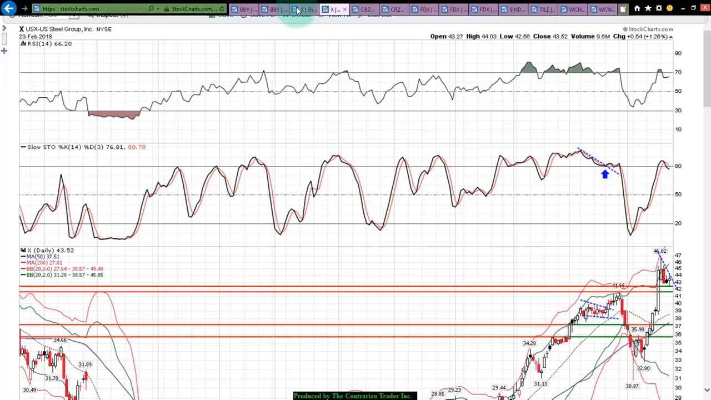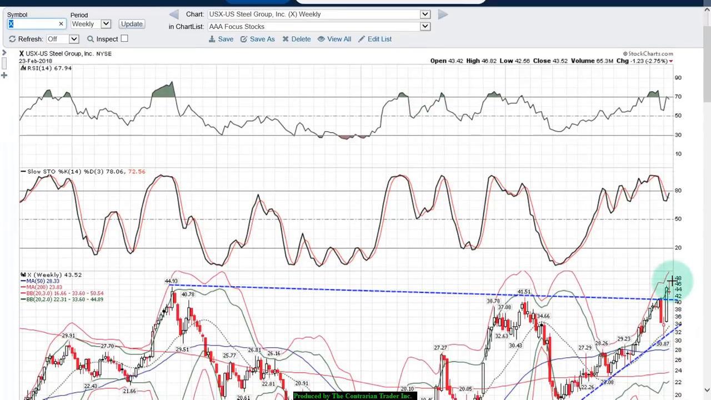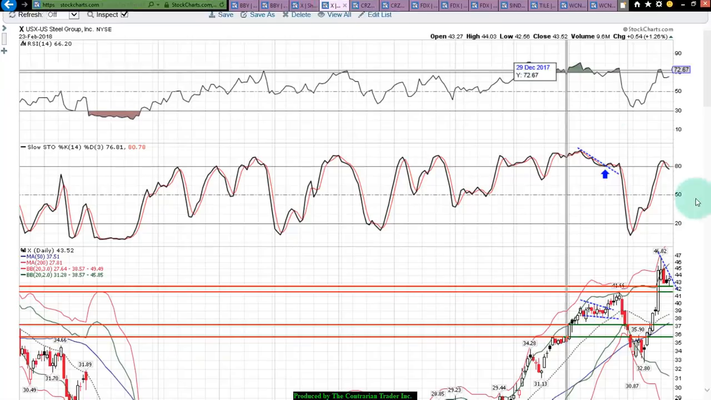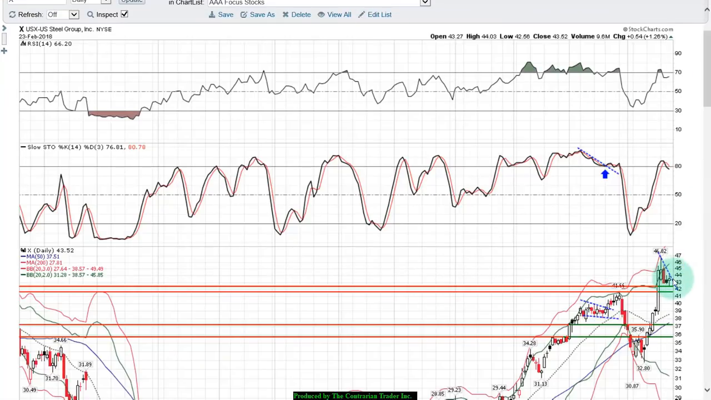Let's go back to the weekly chart for a moment. We flashed a bearish key reversal last week, which would imply that we're going to get a pullback. But looking at a daily chart, we're consolidating tightly.